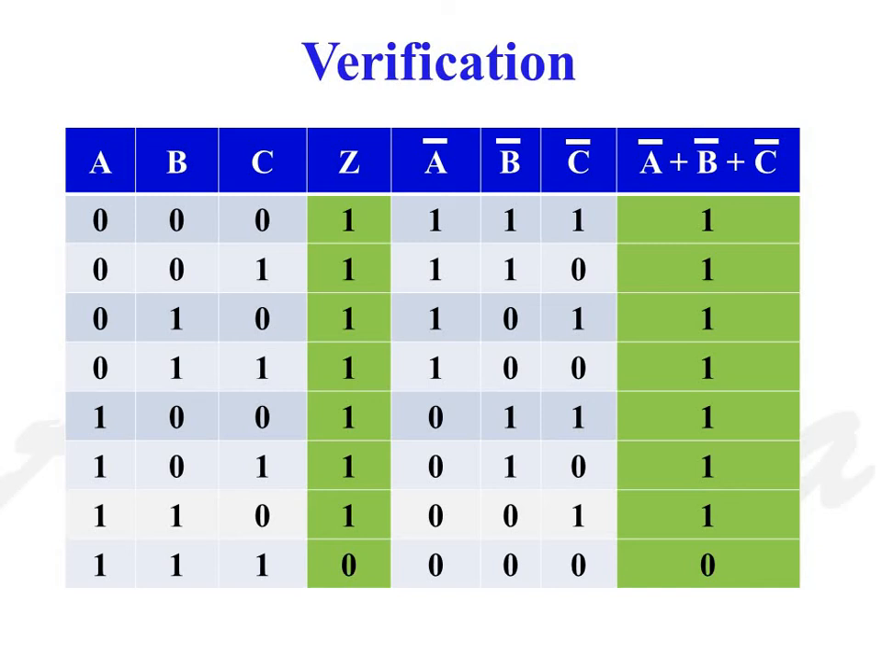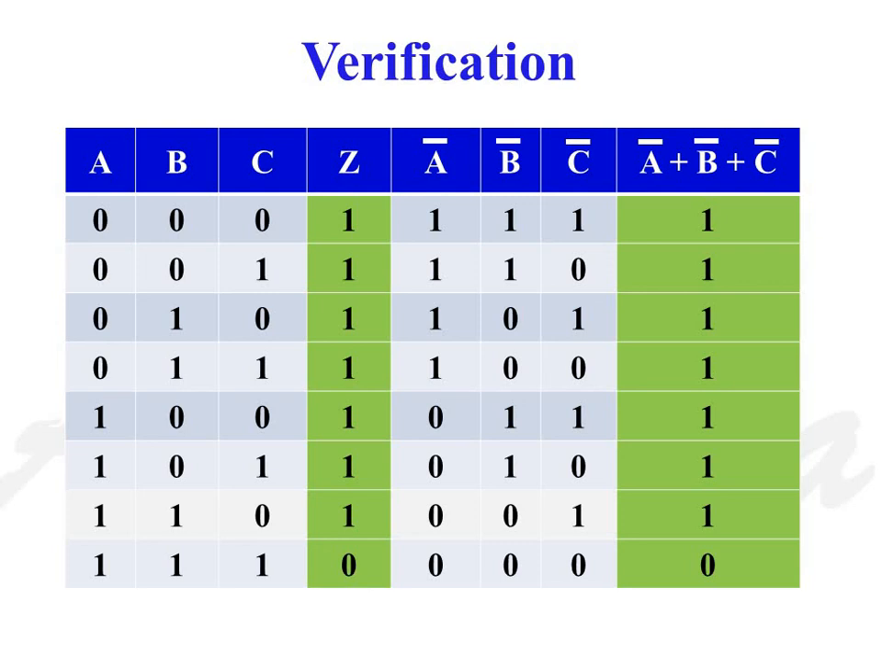This is how we can verify whether the expression is correct or not. So when input combination is A is equal to B is equal to C is equal to 0, A bar is equal to 1, B bar is equal to 1 and C bar is equal to 1. Therefore, A bar plus B bar plus C bar is equal to 1. Similarly, for all the input combinations till 1, 1, 1, output Z is equal to 1.